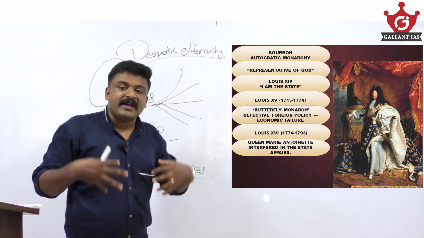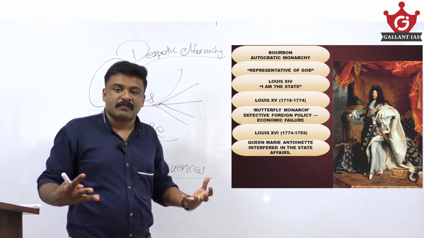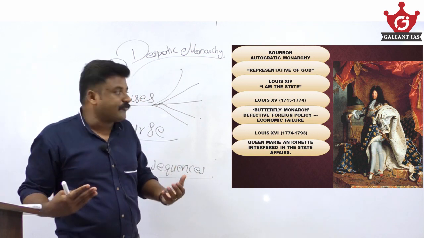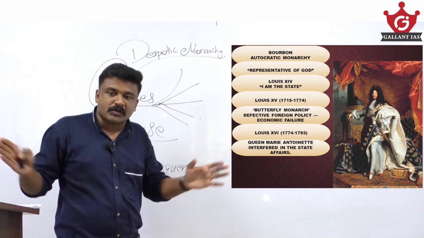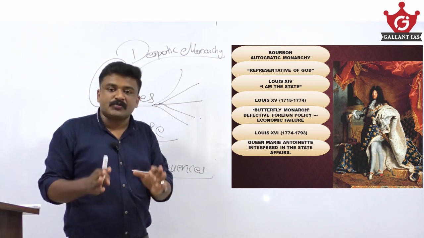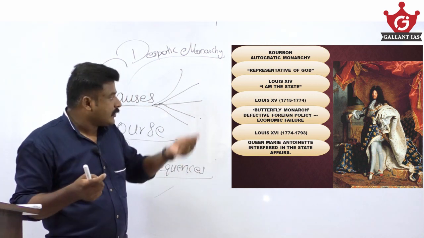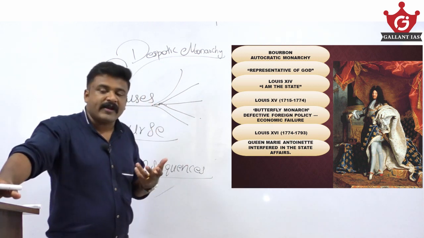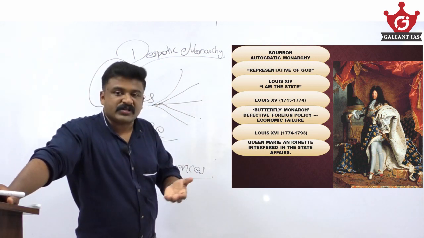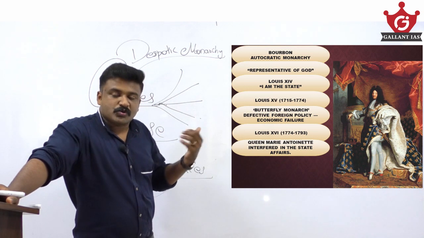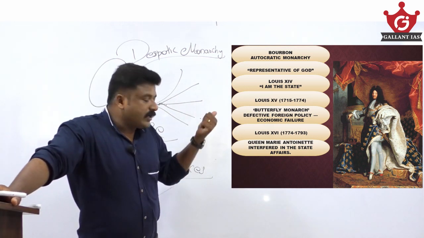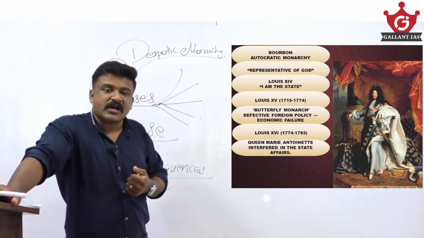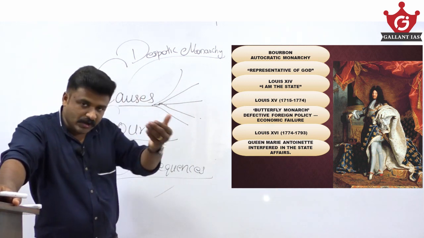And also they claimed divinity of their rulership. They called themselves representatives of God. Louis XIV said, I am the state, nobody can cross-question me, nobody can question my reforms and my orders. Then Louis XV, he was a butterfly monarch. He was known for his defective foreign policy. And it was during his time that the French faced again a huge economic depression. Again, it was during his time that the French lost the Seven Years' War to England.